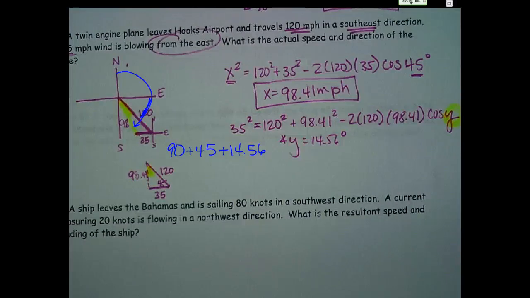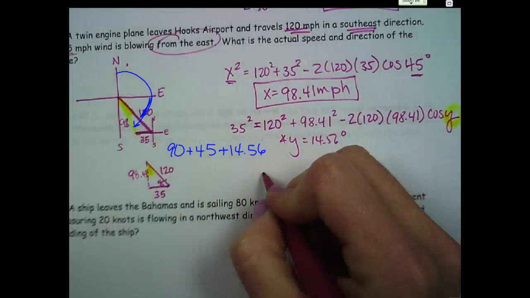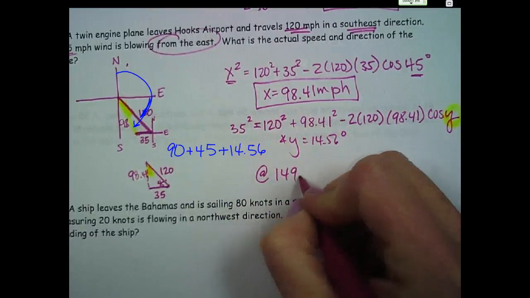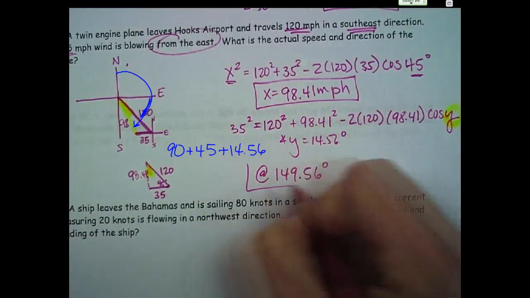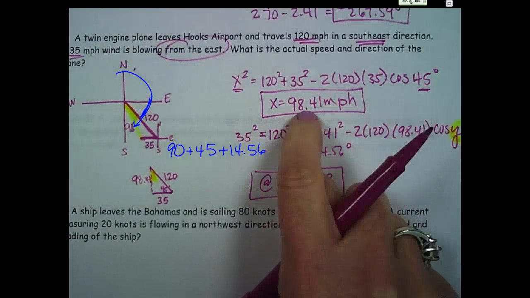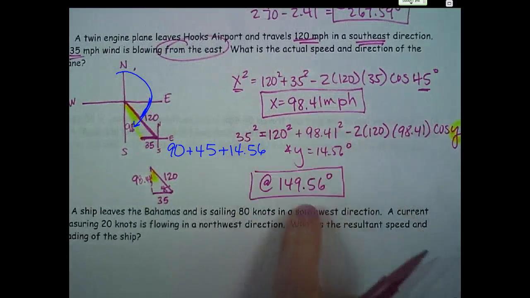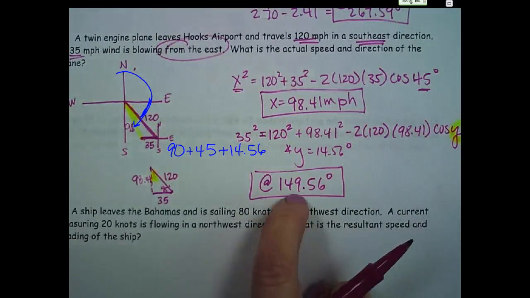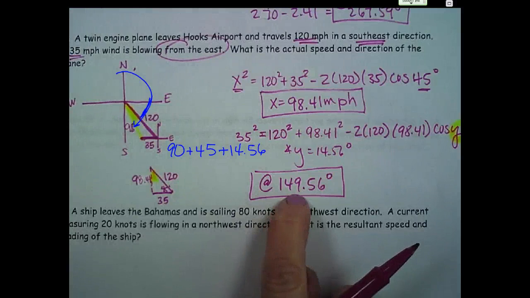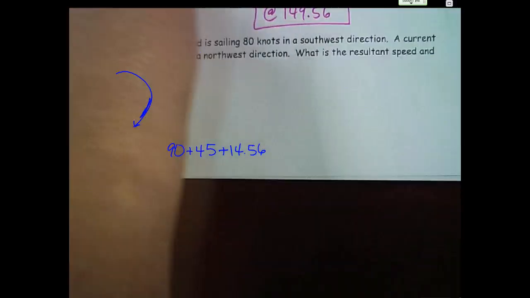Okay, now read number 3. Don't forget your degree mark on your answer. So our plane is traveling 98 miles an hour and a heading, in other words, in the direction of 149 degrees. Okay, right, read number 3.